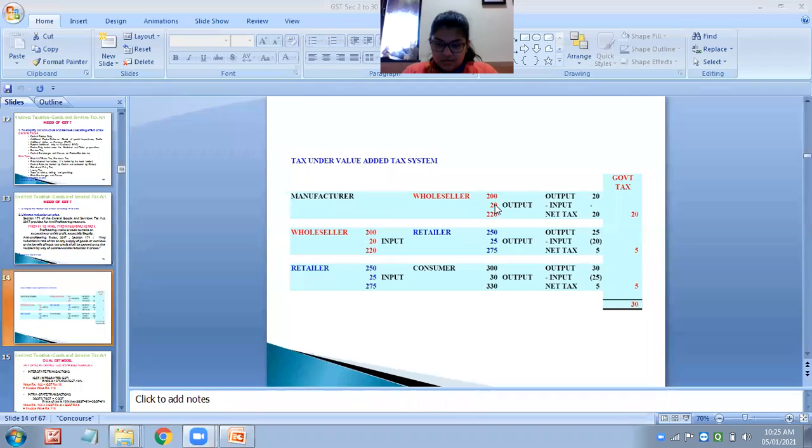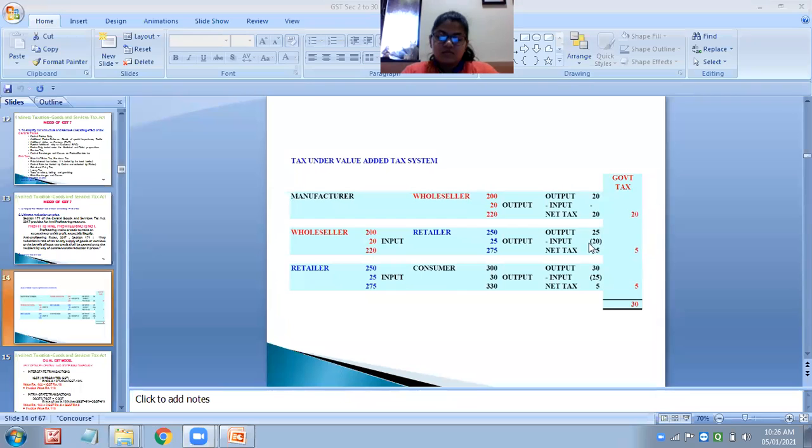So 10% of 200 was 20, which has been paid by the manufacturer. Now the liability of the wholesaler is 10% of 250. That comes to 25 rupees. So when it comes to 25 rupees of output tax liability, he will ask for input tax credit. ITC, very important word. Please keep in mind, it will come every now and then when there is a tax computation in following chapters. So when there is a liability of 25, he will take the input tax credit of 20 which has been paid by the manufacturer, and is liable to pay the net tax to the government only 5 rupees.